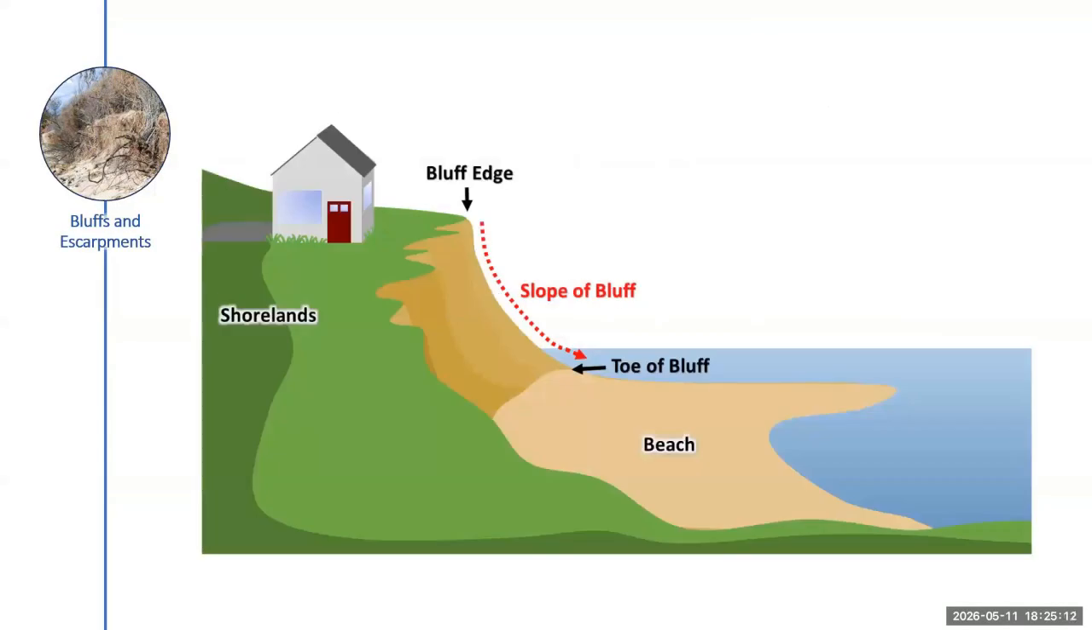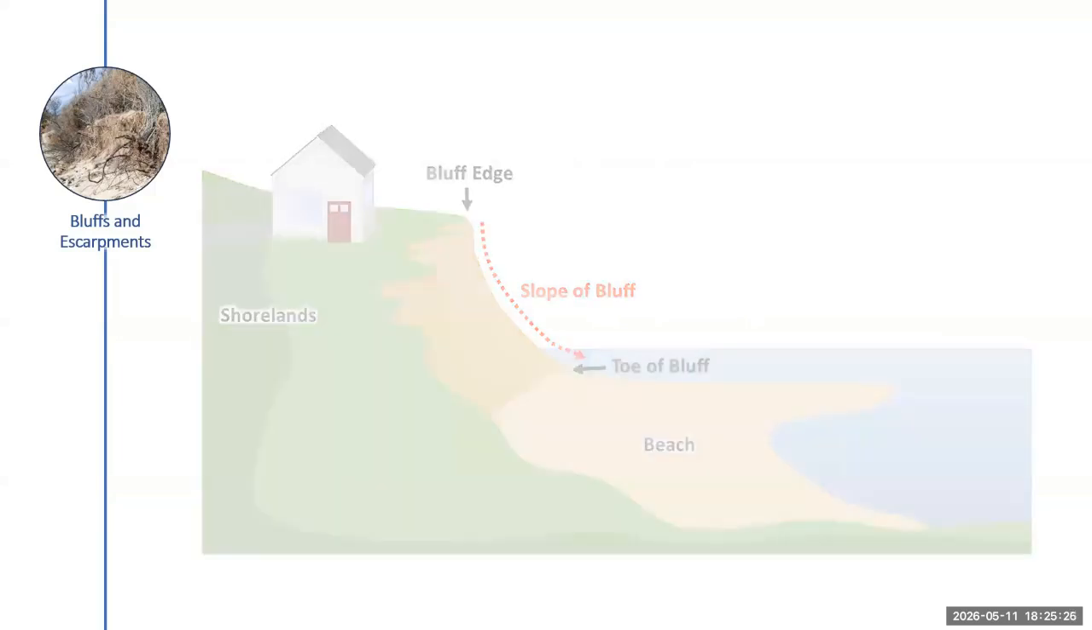And so this is a graphic from our documents that just shows the various features: the edge of the bluff, the slope, the toe, and the beach. And so you can see how those things all fit together.